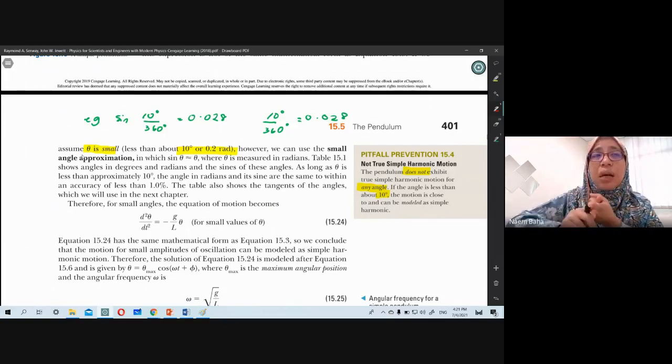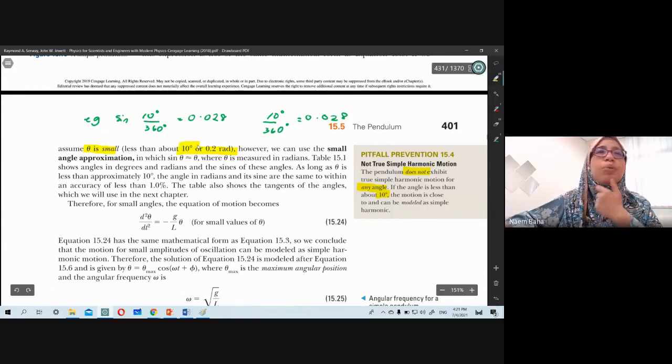The condition is that theta must be small enough, in fact, smaller than 10 degrees. Certain textbooks say 12, but this book says 10. No problem. Now why? Because there is an approximation that will occur. When theta is small enough, sine theta becomes equivalent to theta.